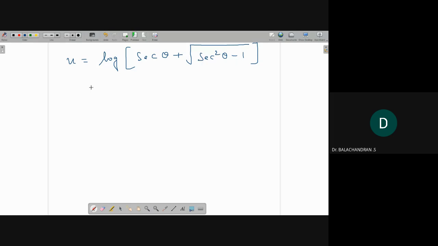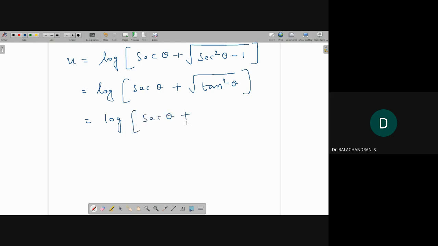Okay. So now this is equal to log secant theta plus root, this is actually what? Root of secant square theta minus 1 is what? Root of tan square theta. So this is equal to log secant theta plus root of tan square theta, which is tan theta.